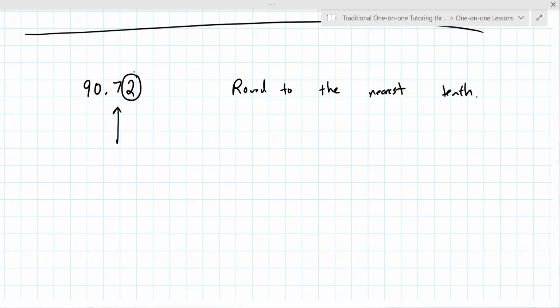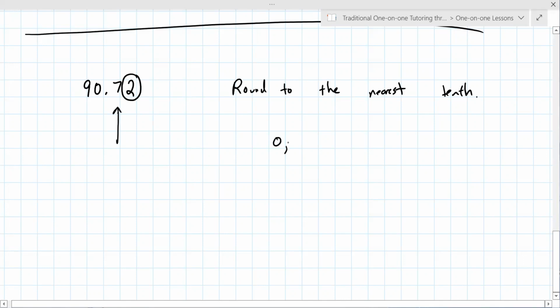You round it up. But you're looking at this digit that I've circled: 0, 1, 2, 3, and 4. It goes down. So when you round down, you cross it out. So this means it would be 90.7.